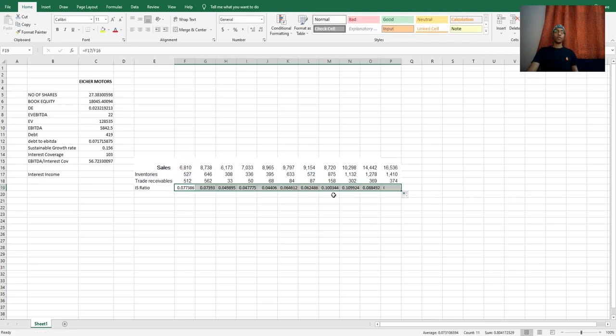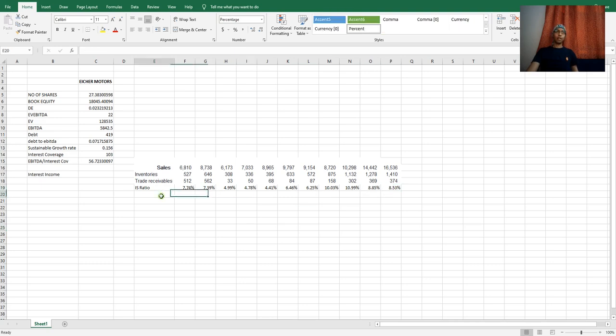Now we stretch it. So you can see, if you turn it to percentages and increase the decimals, friends, 7.7, 7.3, 5%, 4.5%, 6.5%, 6.2, 10%, 8%. The numbers are still very much within control. A little bit of increment has happened in terms of inventories, I would say.